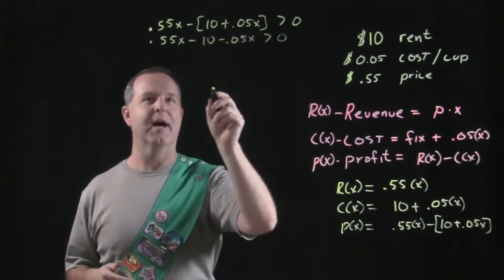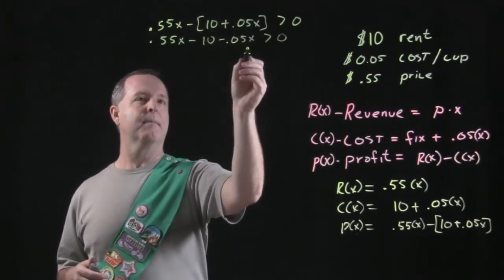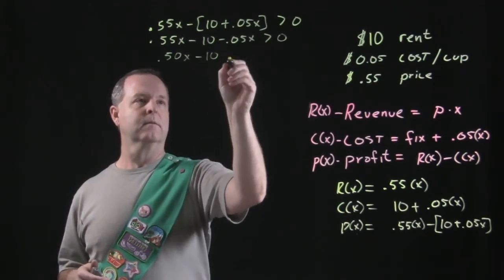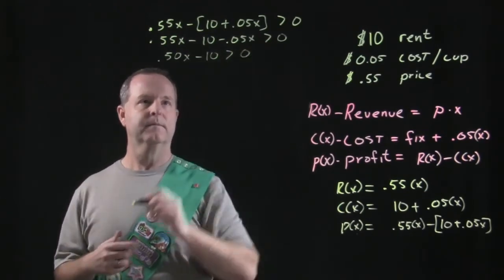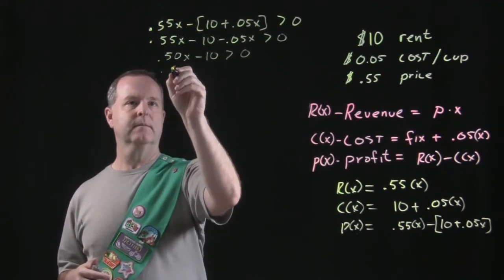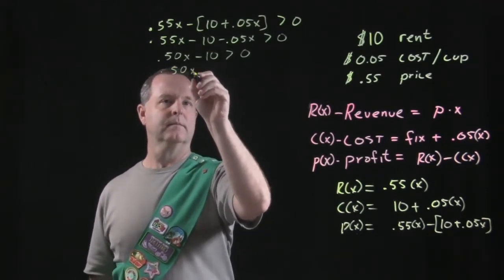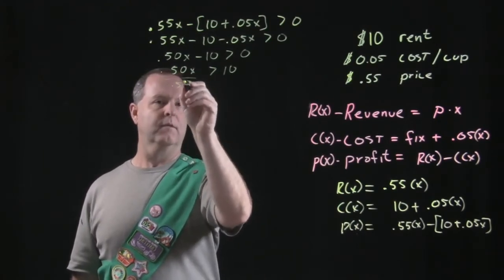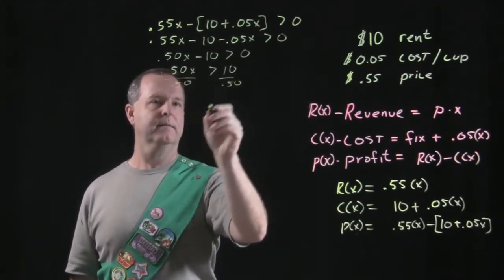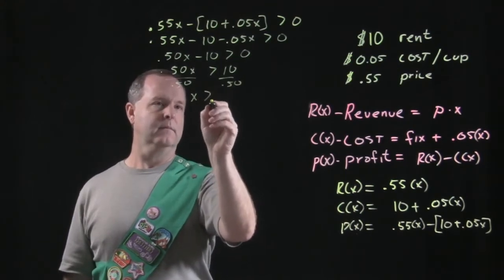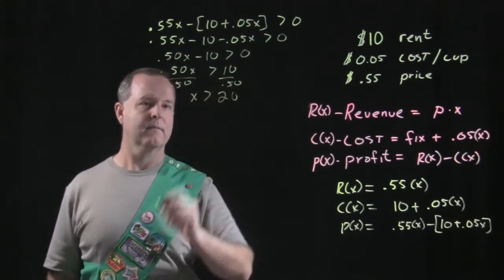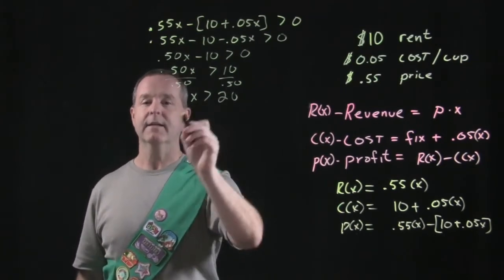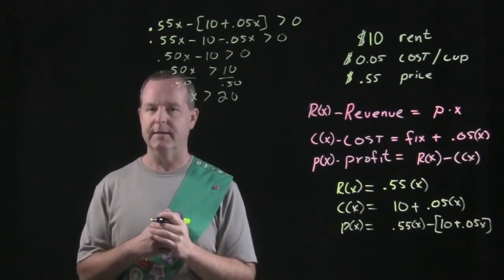Once we solve this for x, we're going to find out what's that number of sales that we must make. I'm just as curious as you guys. Combine like terms. Add 10 to both sides. Divide both sides by 50 cents. There you have it. It looks like if I sell more than 20, I start making a profit.